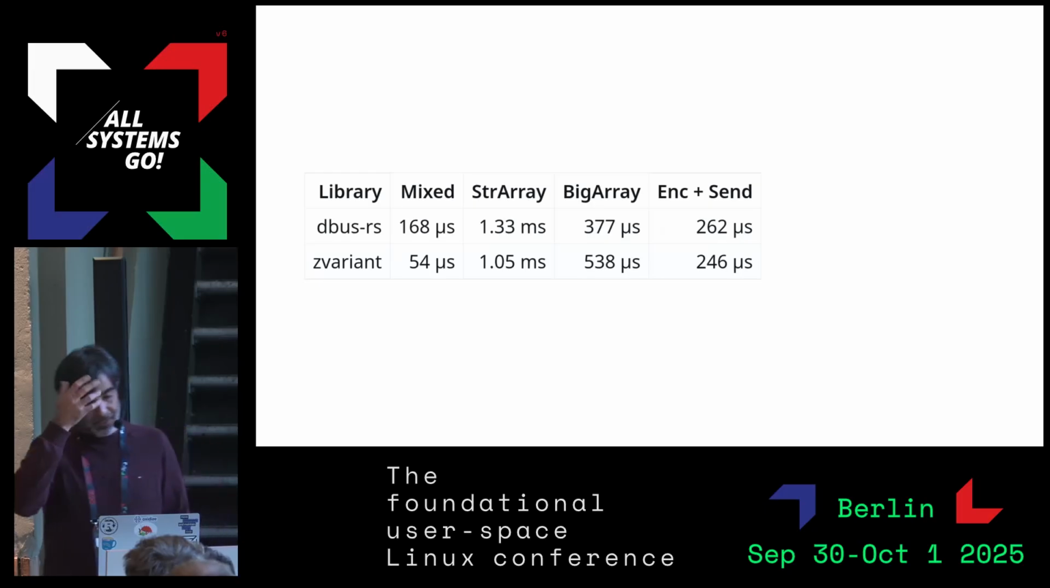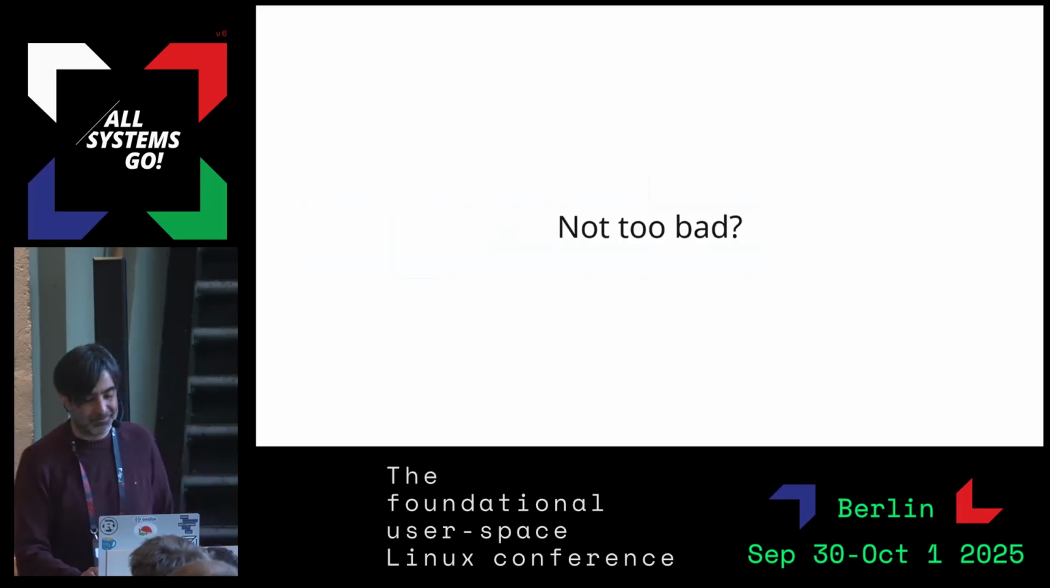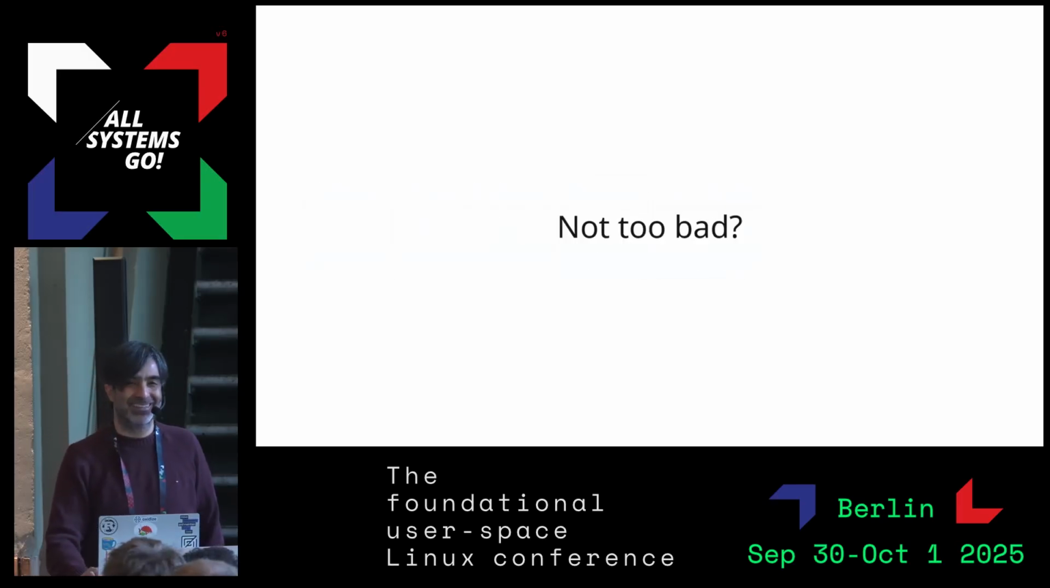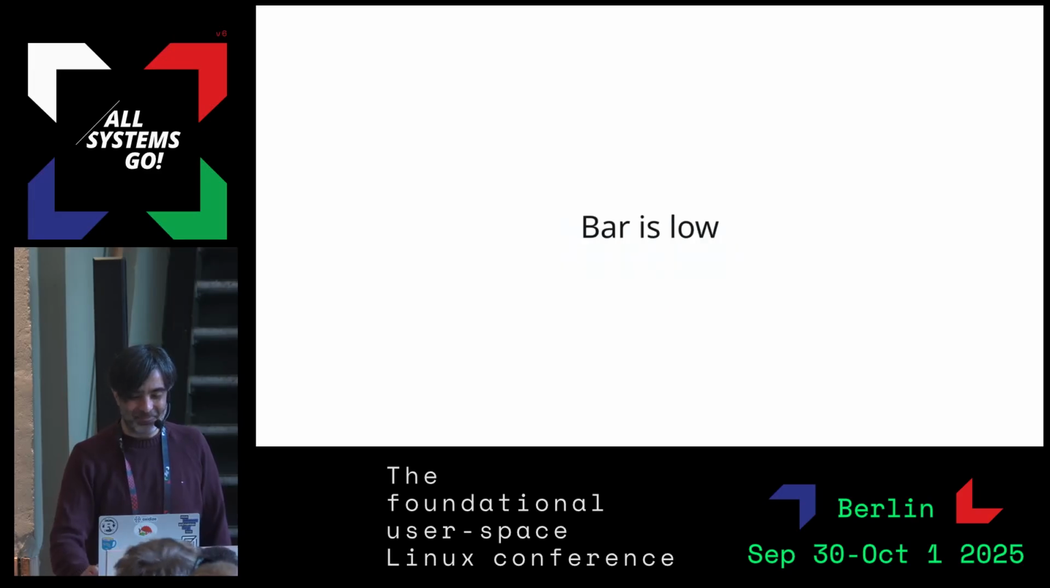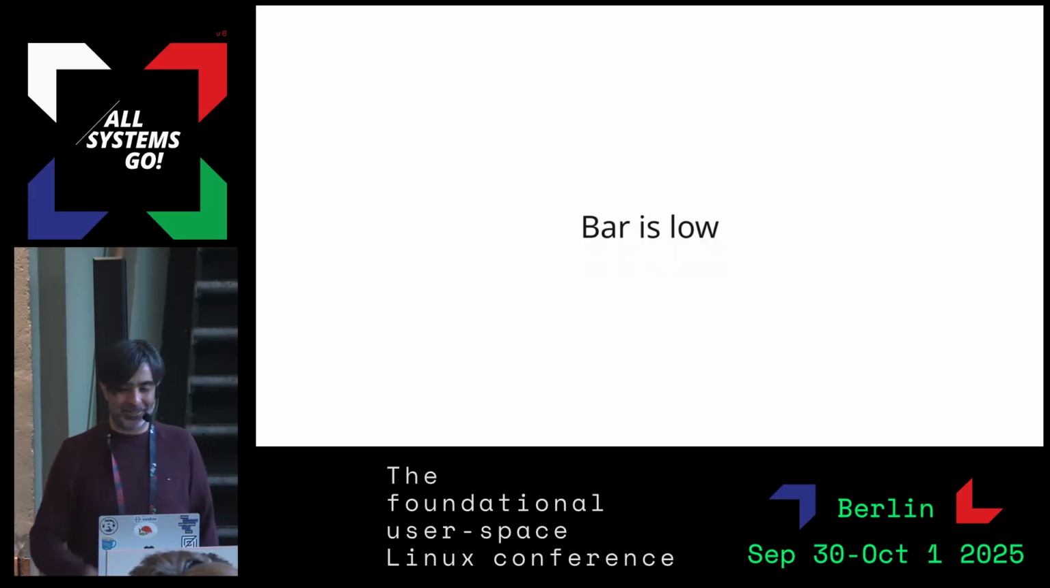So dbus-rs was in most ways either better or similar. So this was not really giving us much. As you can see, in some cases it is better, but it could be much better, because libdbus is not famous for its performance, right? So we were like, okay, we can live with this, and the bar is low, so whatever. Let's go.